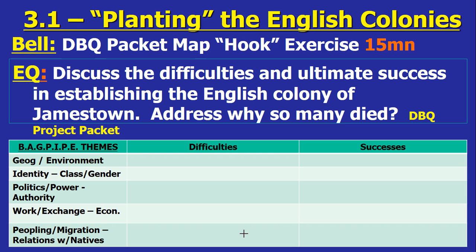It's a map activity. Consider the question here when you complete that activity. Top of the left-hand side, discuss the difficulties and ultimate success in establishing the English colony of Jamestown. Address why it is that so many died. We'll be working on some documents from the DBQ project for this.